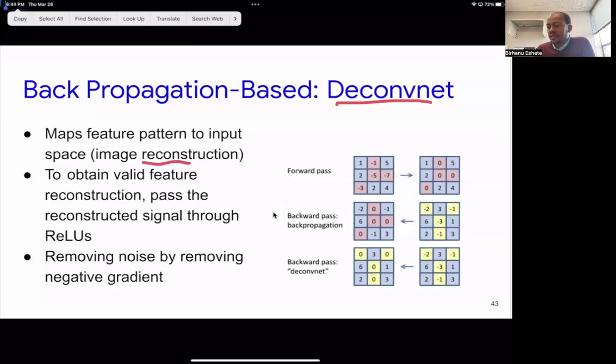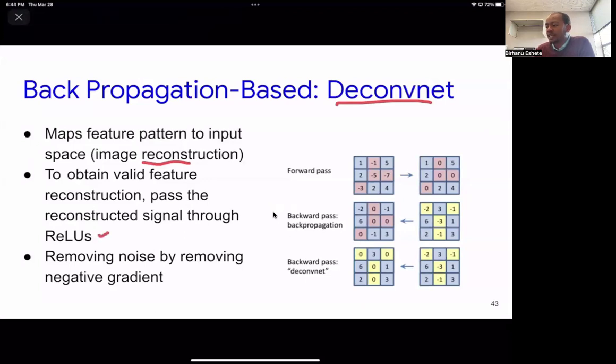To obtain a valid feature reconstruction, you're going to pass the reconstructed signal through your favorite activation function, for example, ReLU, as it is done over here. And you're going to remove noise by removing negative gradients. So by removing negative gradients, as you see over here, you're going to remove noise. In a way, this is just cleansing the input from noise, and that would basically clarify or make the attributions more clear.